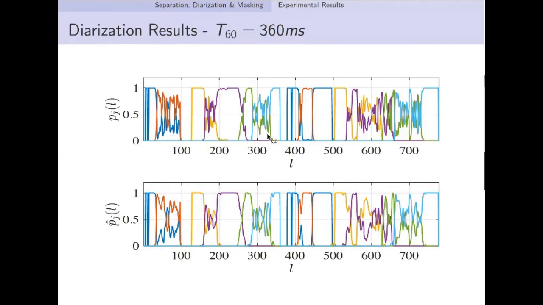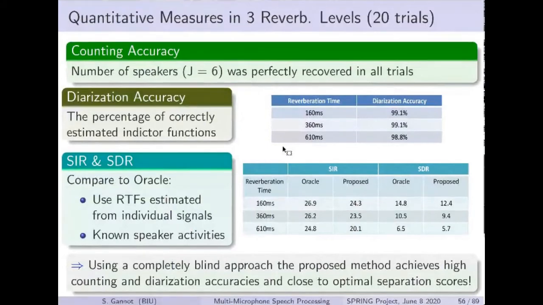These are some average results. On this scenario, this is a completely static scenario since it's simulated. I will go later to real recording. In each of the 20 trials, we identified that there are 6 speakers in the scene. The diarisation accuracy for these 3 reverberation levels was very high, around 99%.